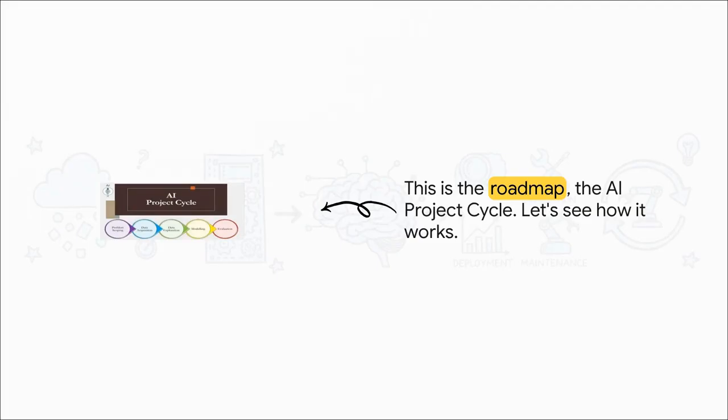Okay, let's dive right in. What you're looking at here, this is our roadmap. It's called the AI project cycle, and it lays out the entire journey from spotting a problem to grabbing the data, building the model, and then, of course, checking if it even works. So let's start right at the beginning, shall we?